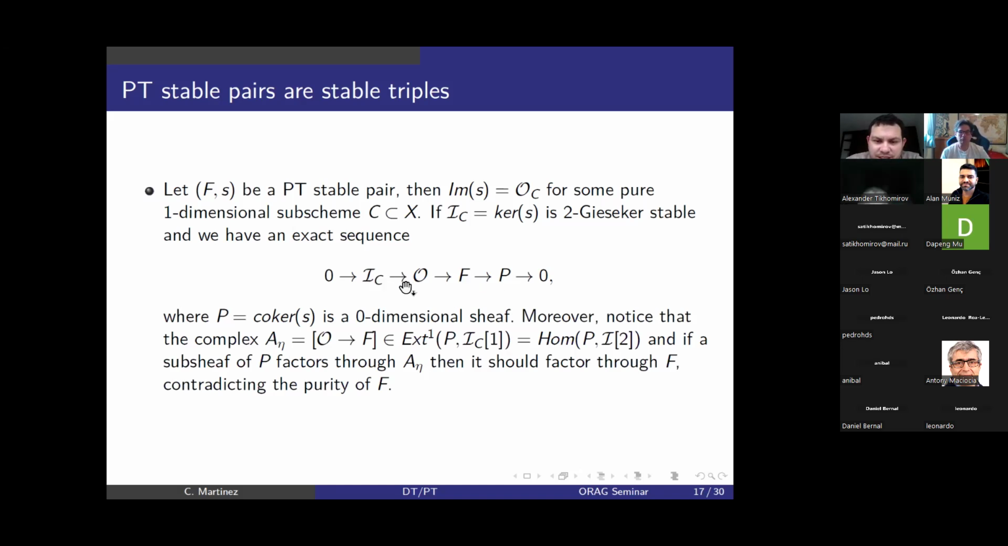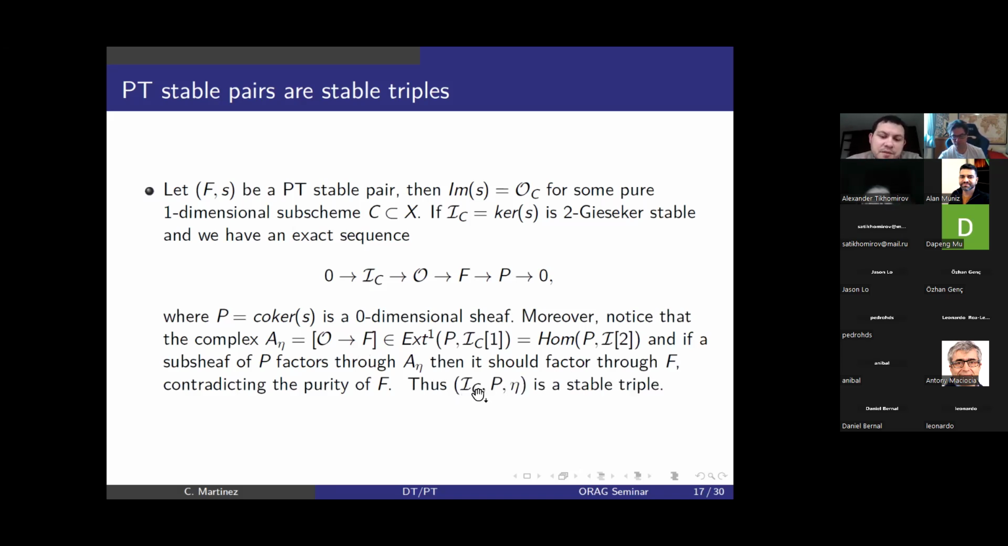Because this is what it's doing. This is just an extension. I can think of this central part of this complex as an extension, and this ends up being a morphism from P to I_C shifted by 2, right? And if a subsheaf of P factors through A_eta, it has to factor through the degree 0 part. So it will have to factor through F, but that will contradict the purity of F, because F has no maps from zero-dimensional sheaves. So it's completely non-trivial. And this shows that our definition of stable triple includes in particular these PT stable pairs that were defined before.